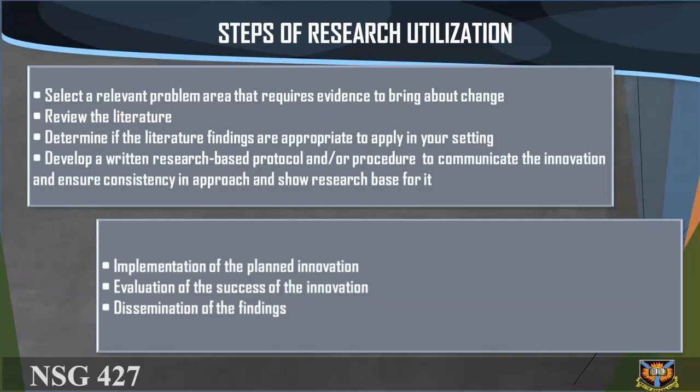Steps of research utilization: select a relevant problem area that requires evidence to bring about change. Review the literature. Determine if the literature findings are appropriate to apply in your setting. Develop a written research-based protocol and/or procedure to communicate the innovation, ensure consistency in approach, and show the research base for it. Implementation of the planned innovation. Evaluation of the success of the innovation and dissemination of the findings.